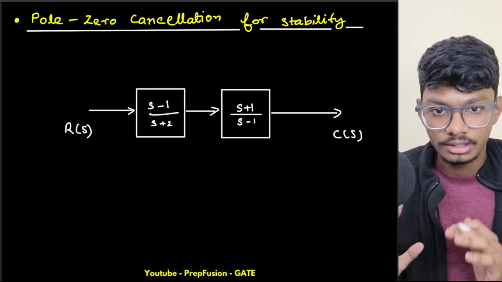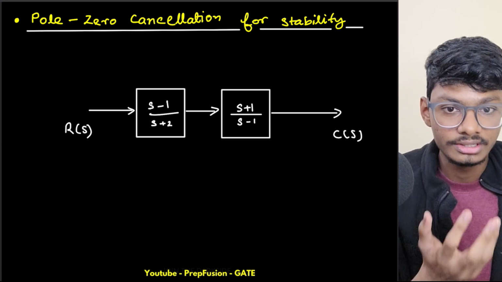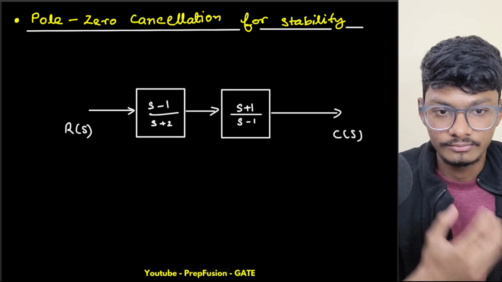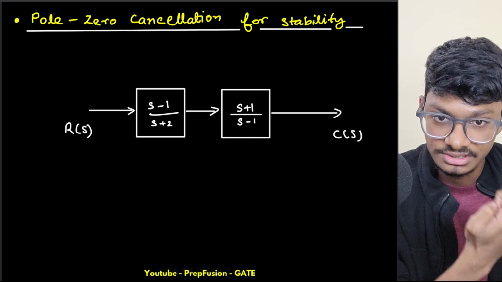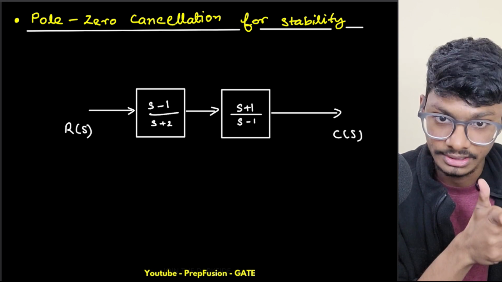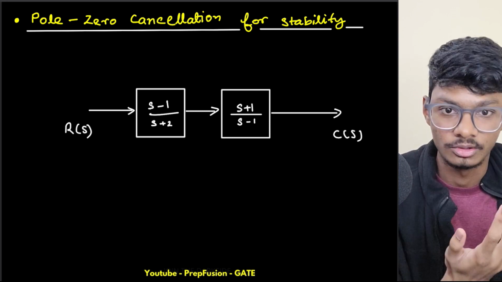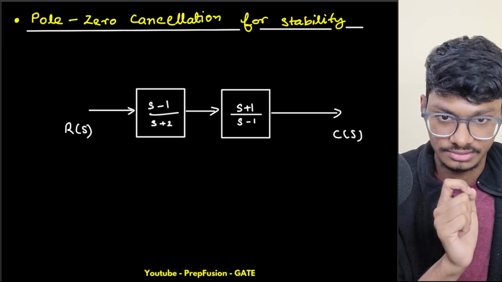But before going into controllers, why did we need controllers? As I said, we needed controllers to vary the system parameters, and sometimes also to make the system stable. Controllers help make the system stable.